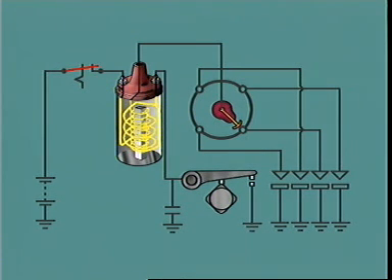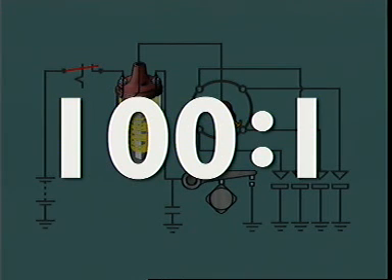This induces a voltage in the primary and secondary winding. Since the secondary winding has about 100 times as many turns as the primary winding, the secondary voltage can also be about 100 times greater than the induced primary voltage.